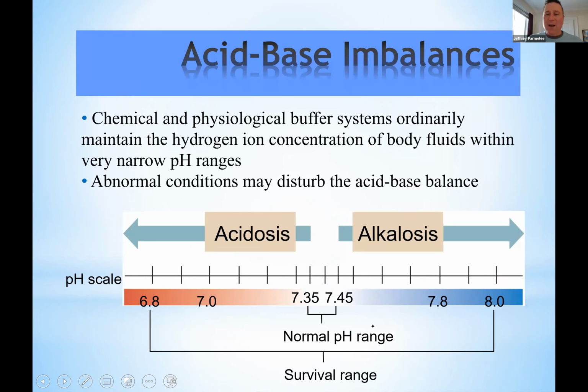All right, now when you get outside that range, 7.35 to 7.45, you are not going to survive for very long, right? And we call the conditions you get acidosis or acidotic, or alkalosis. Alkalosis and acidosis are what happens if your pH is too low or too high. And remember, low pH means acidity. High pH means alkaline, right?